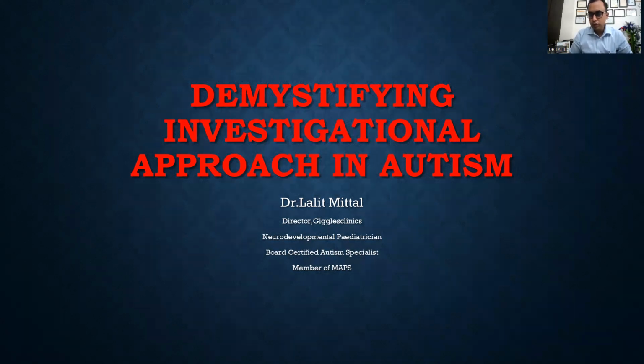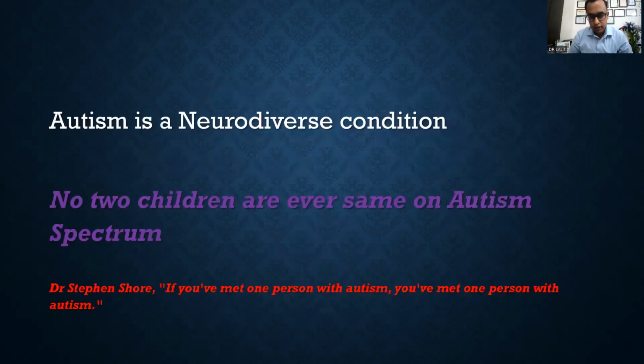So do we need to investigate each and every child which comes to our clinic with the diagnosis of autism? How do we titrate and tailor down the investigations? At the end of this webinar, we'll try to figure out how we can narrow down our investigative approach depending upon the presentation and other things when a child on the spectrum presents to us. So we'll begin our talk with a very important statement.